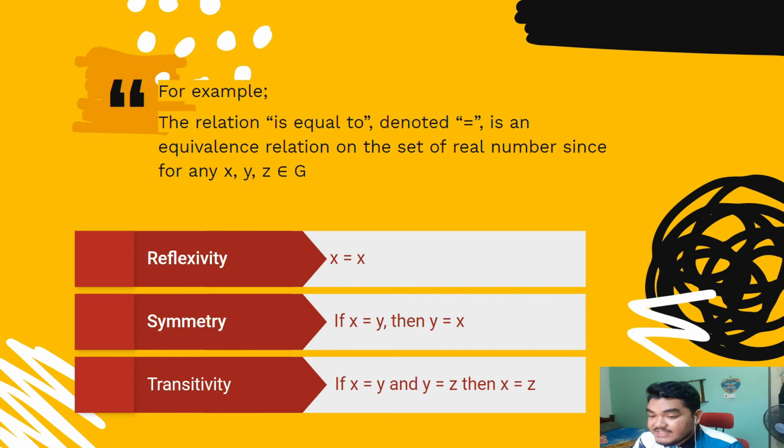Reflexivity: x is equal to x. Symmetry: if x is equal to y, then y is equal to x. And lastly, transitivity: if x is equal to y and y is equal to z, then x is equal to z.